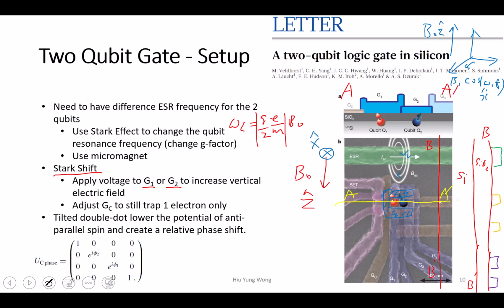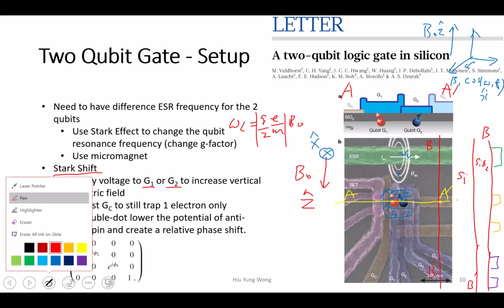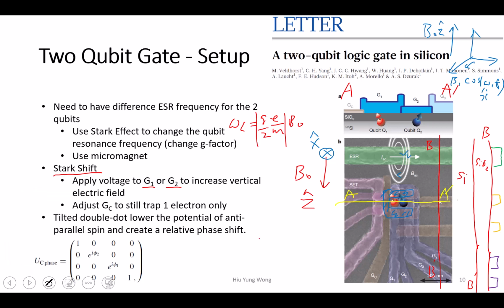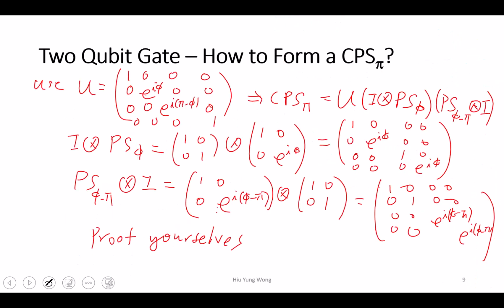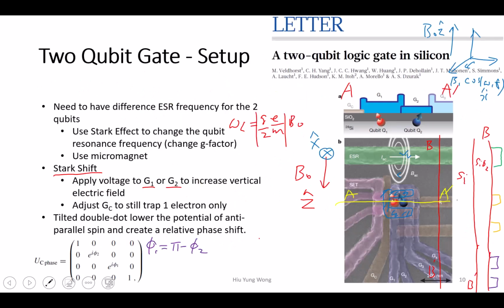Now, the second thing is this. Remember, our goal is to create this matrix. And even simpler, we actually want to make phi 1 equal to pi minus phi 2. That is what we said here. If I can make them add to pi, then I can create a CPS pi easily, a control C gate, and then I can create the control NOT gate.